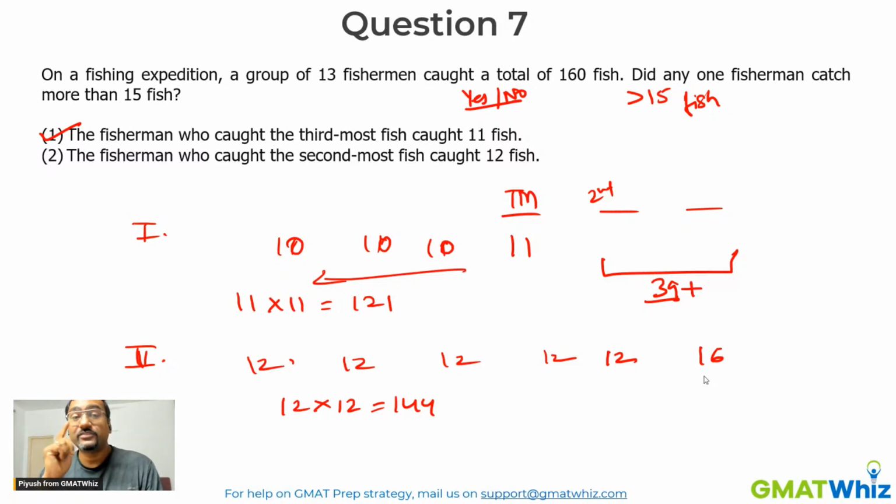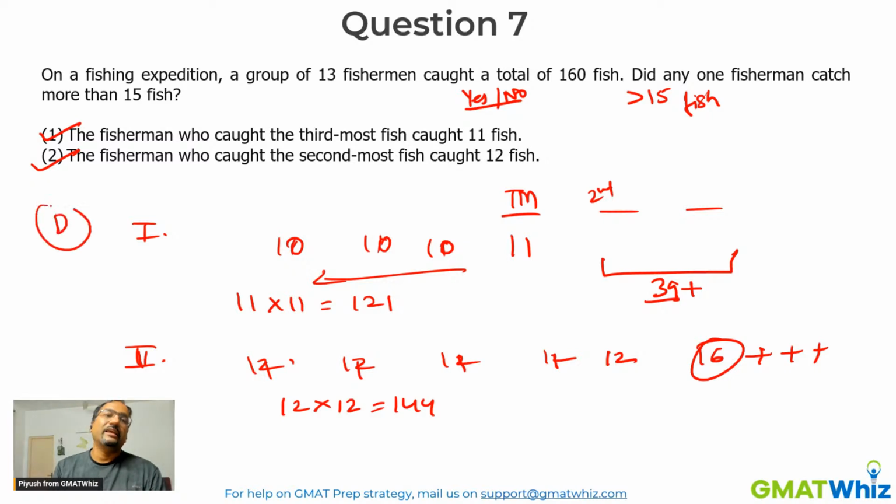And 16 gives me the answer as yes. If it was 15, then the answer would be no, because it will not be more than 15. I need it to be more than 15. 16 is more than 15. So my answer is yes. And if I reduce the fish caught by these people, even by a single number, this number is only going to increase further and further. So the second statement alone is also sufficient. And that's why my answer to this particular question is D. Okay. So D is my answer in this particular question.